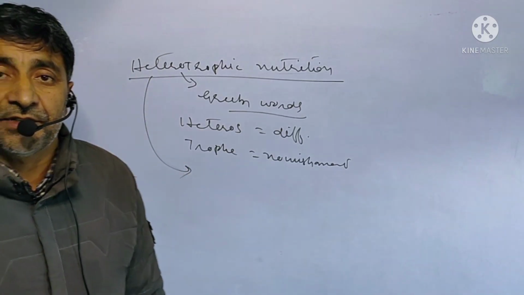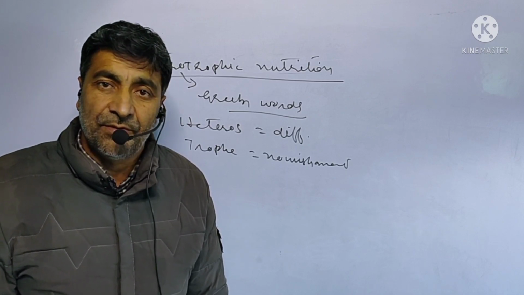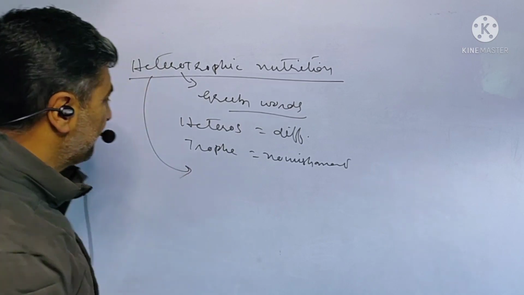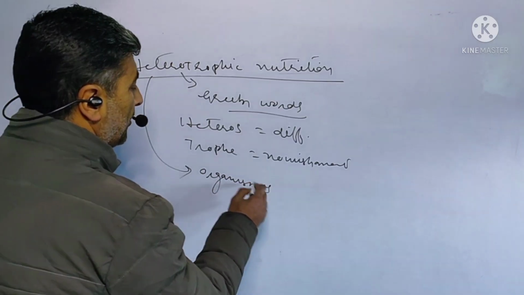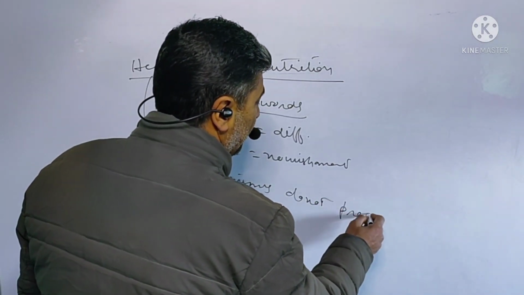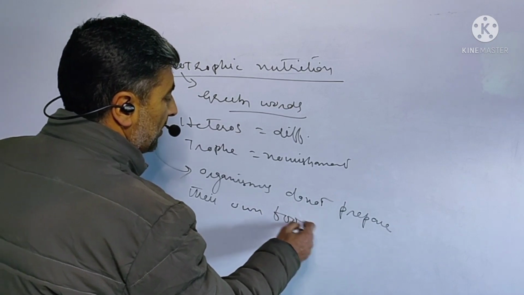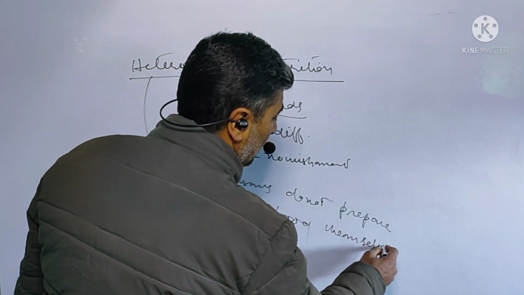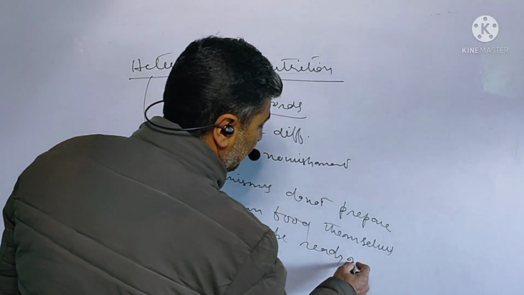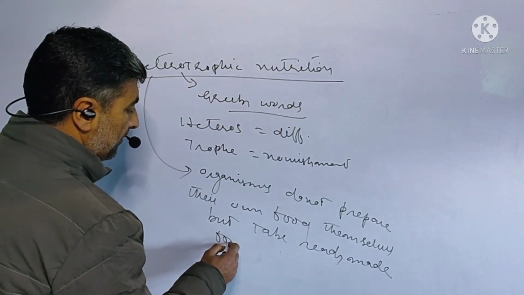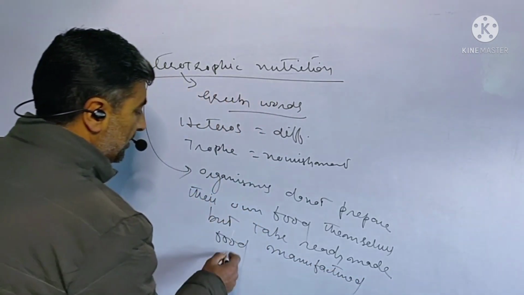It is a type of nutrition in which organisms do not prepare their own food themselves, but they take ready-made food produced by autotrophs. It is the type of nutrition in which organisms do not prepare their own food themselves, but take ready-made food manufactured by autotrophs.